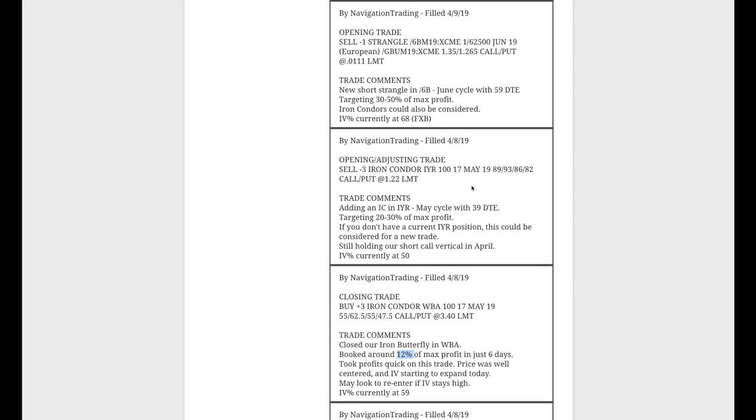Next trade was an opening adjusting trade in IYR. This is the real estate ETF. We just added an iron condor. Implied volatility percentile jumped up to that 50 level, so it gave a little bit more premium in those options, so we added to this. And like I said, we're targeting just 20 to 30% of max profit because it's a super tight iron condor, almost like a butterfly or an iron fly.